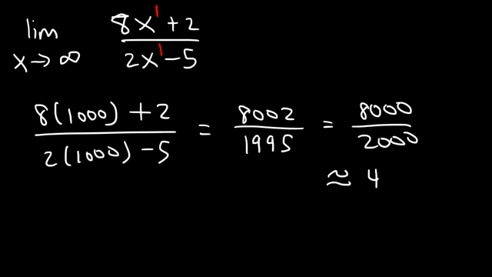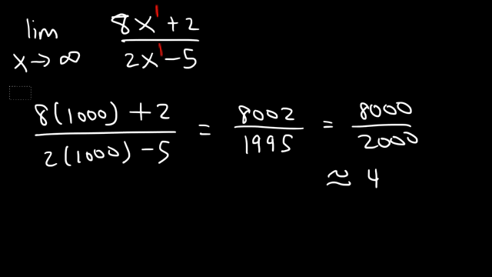So when x becomes very large, the 2 and the negative 5 become insignificant, so you can eliminate them. So this becomes approximately 8x over 2x, which reduces to 4. So therefore, that's going to be the limit. It's going to approach 4. So if the degree of the top and the bottom is the same, just divide the coefficients if you want to get the quick answer.